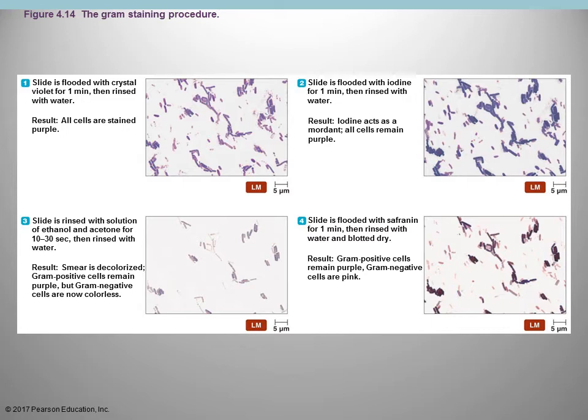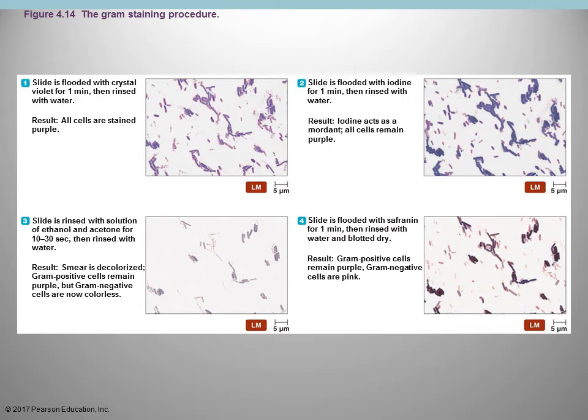When we use the Gram stain, there are 4 steps. For any of the stains, you will always smear it and then heat fix it first, so it's assumed that has already been done. For the Gram stain, you then flood the slide with crystal violet. You leave it on for 1 minute and then rinse it. At that point, all of the cells are going to look purple.